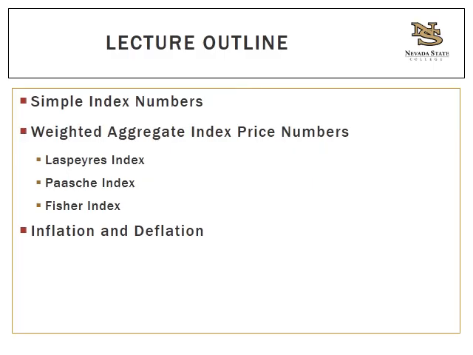So I'm going to start this lecture looking at simple index numbers, which are ways to evaluate changes across time for a single item. And then I'll briefly discuss some weighted aggregate index price values like the Laspeyres, the Paasche, and the Fisher index. And then I'll finally show you this really cool calculator online to assess inflation and sometimes deflation if costs are decreasing.